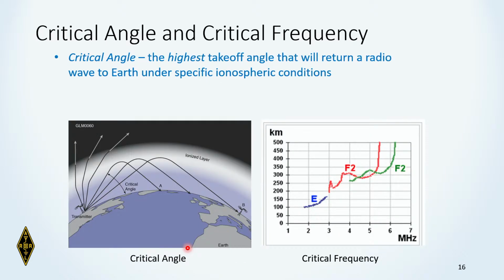Now here's the two terms that can be very confusing. Talk about critical angle, and this is the way it appears in the pool. The highest, and when you see this in the test question, you're going to want to pick lowest, okay? I'm just warning you. That's why I italicized this. The critical angle is the highest takeoff angle that will return a radio wave to Earth under specific ionospheric conditions. So you can see this takeoff angle is steeper than these.